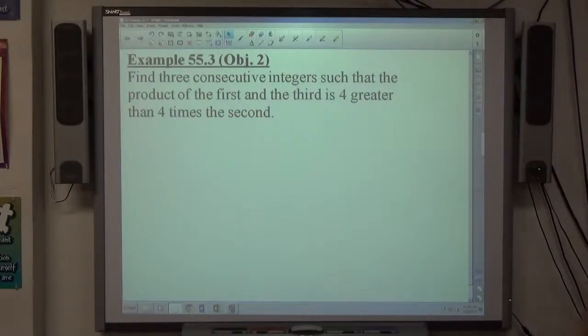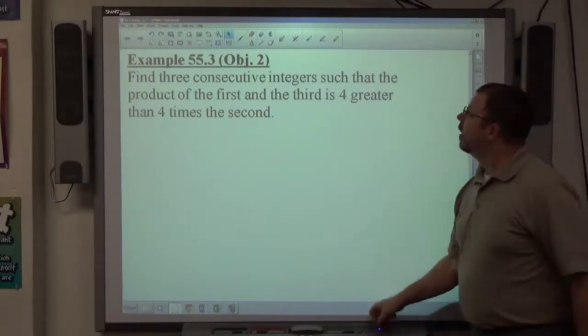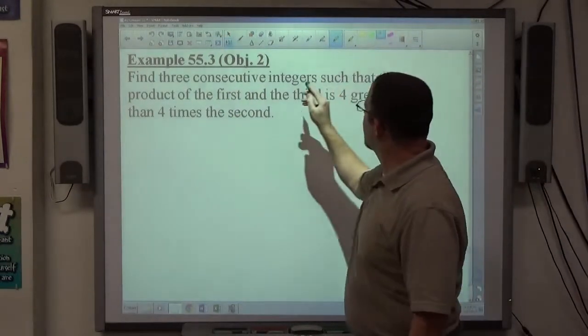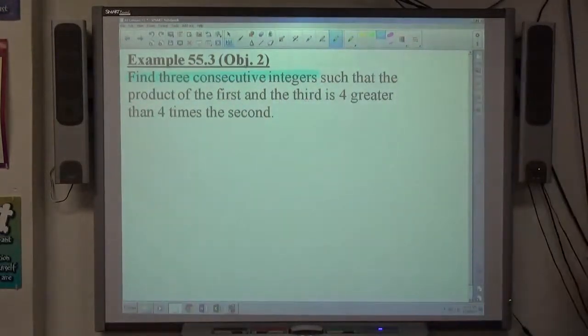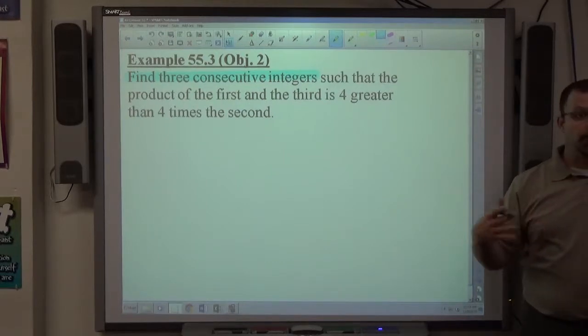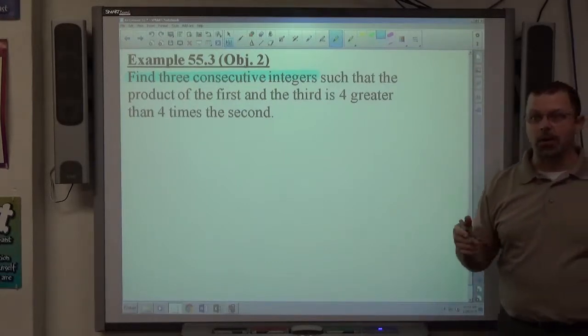Our final problem today, find three consecutive integers. As I mentioned earlier when I was going through the objectives for the day, we've done problems that say find three consecutive integers before. But after the "such that," we were adding them up, and we were getting all these x's or n's to the first power. All right.